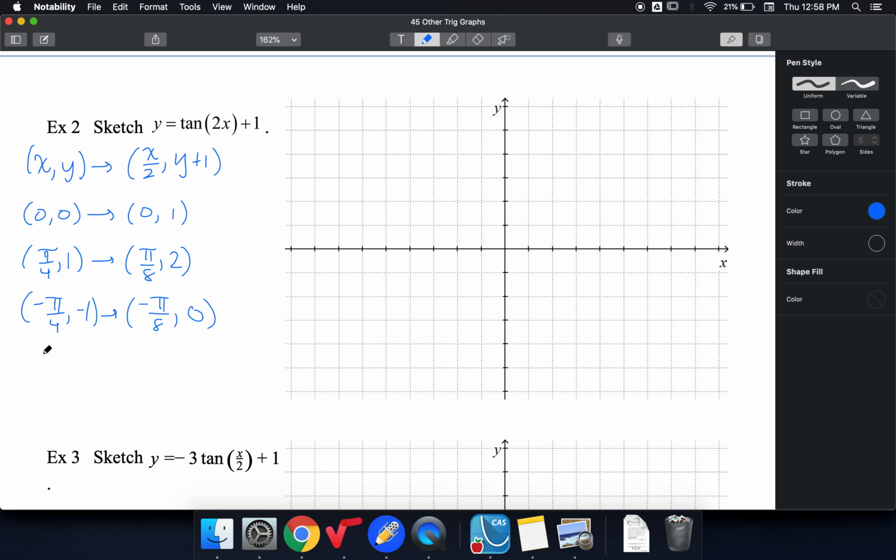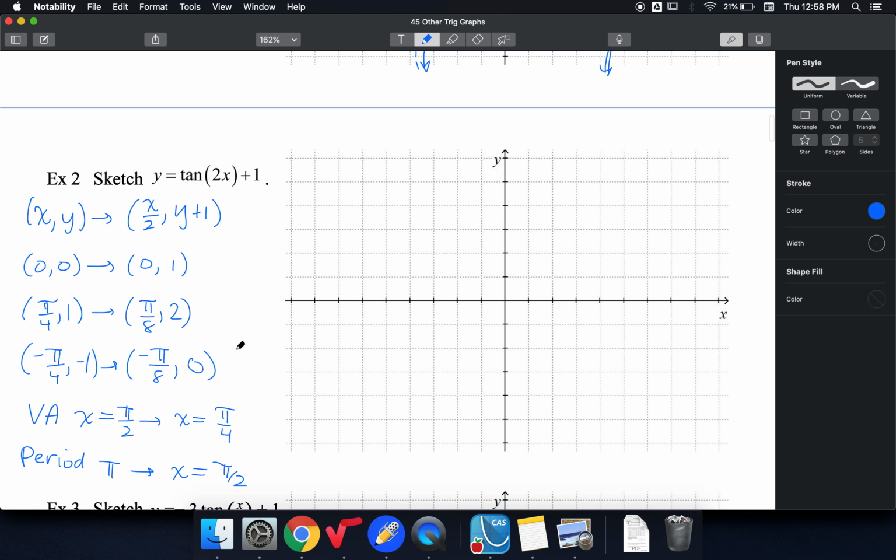And now normally we have a vertical asymptote at x equals pi over 2, but I'm dividing my x's by 2, so that's going to become x equals pi over 4. My period is normally pi, but now I'm going to take that and make it into x equals pi over 2. And so I didn't talk about the period so much.